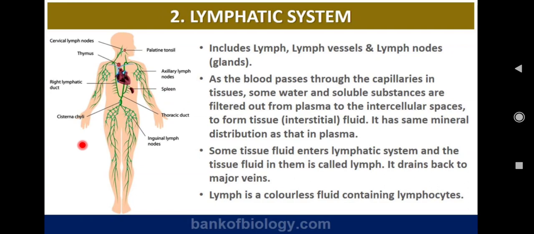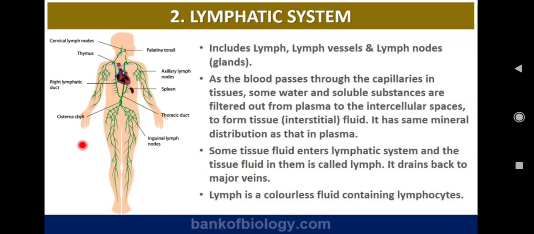Artery, and then arteriolar region, and then venules, then capillaries, isn't it? As the blood passes through the capillaries in tissues, some water and soluble substances are filtered out from the plasma. When the blood comes to the capillaries, what happens? Some amount of water and some soluble substances are filtered out from the plasma into the intercellular spaces, not inside the cell, but between the cells. Some plasma and filtered substances will be poured in between the cells, which are called intercellular spaces, to form tissue fluid.